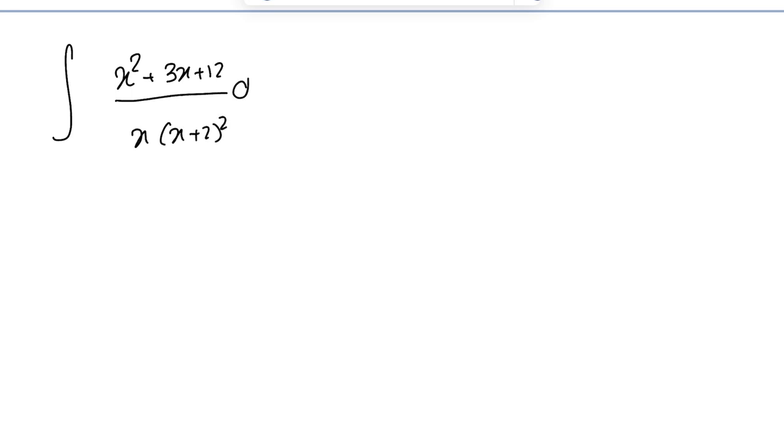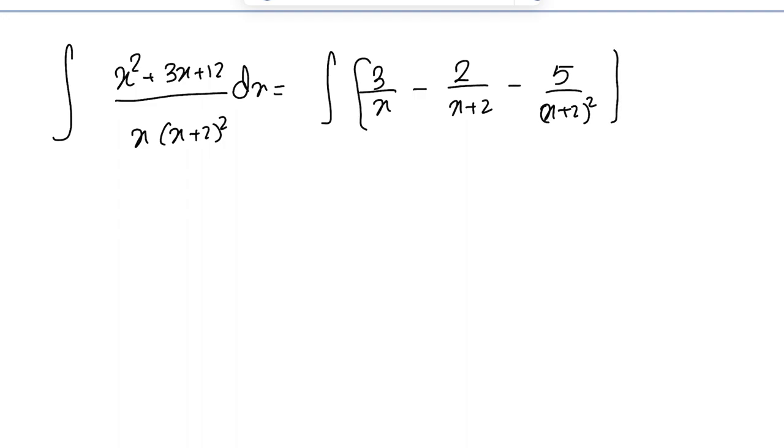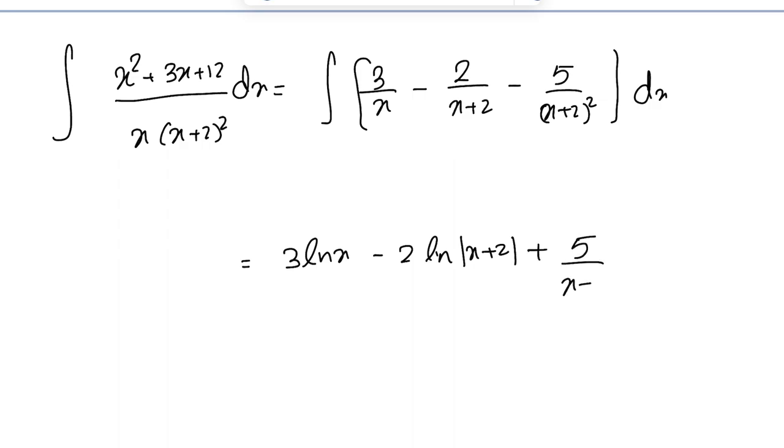So for part 2, integral of x square plus 3x plus 12 divided by x times (x plus 2) whole square dx equals integral of 3 upon x minus 2 upon x plus 2 minus 5 upon (x plus 2) whole square dx. So it becomes 3 ln x minus 2 ln of (x plus 2) plus 5 upon x plus 2 plus c. This is going to be the answer.